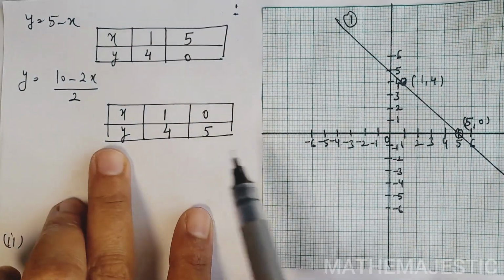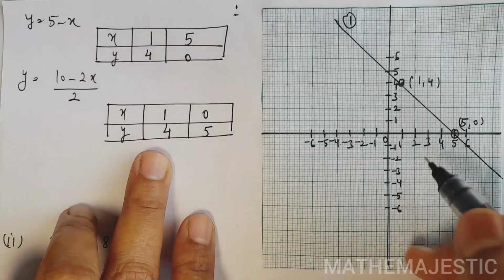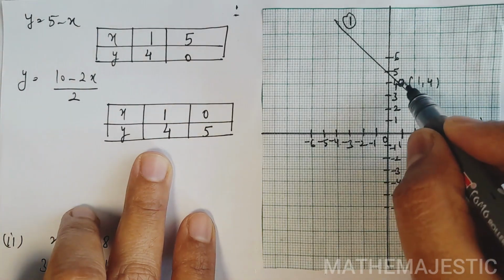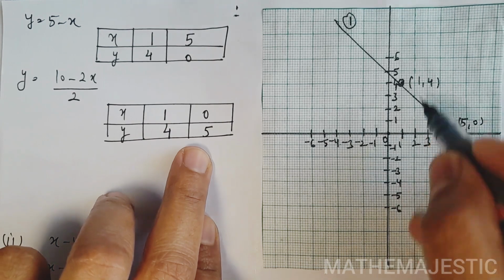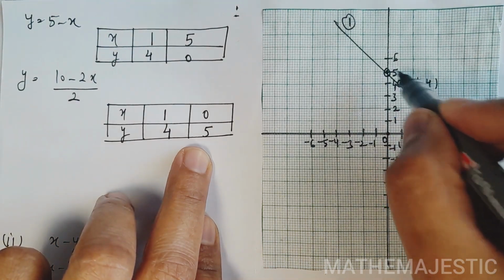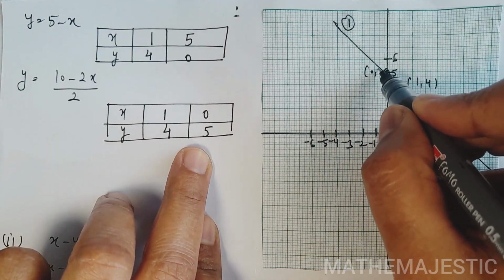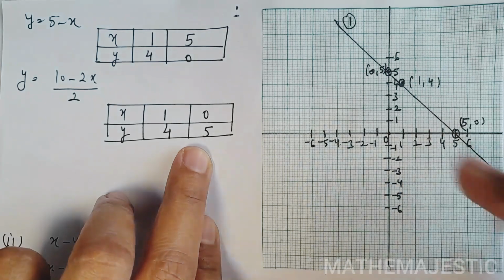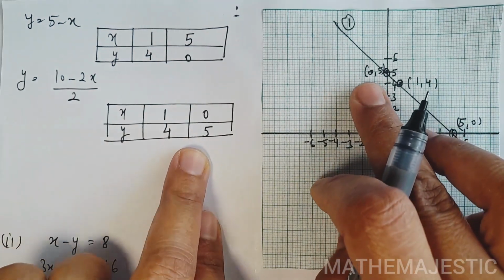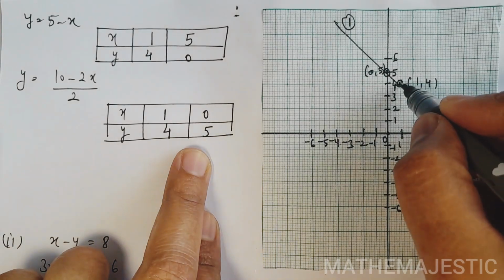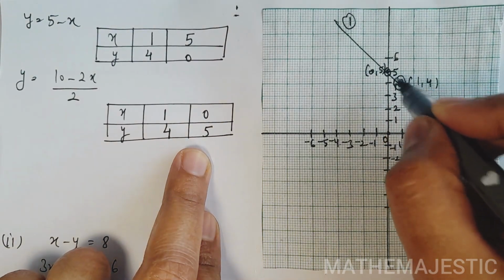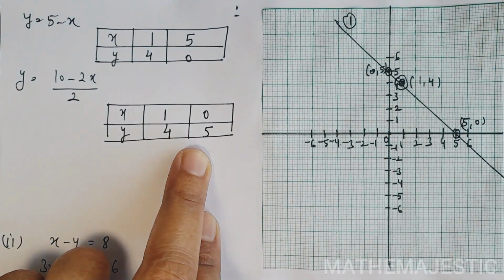Now equation number 2: if x is 1, y is 4, so it is the same point. And if x is 0, then y will be 5. So this is the second point, that is common between both, x 0, y 5. That means the point will lie on the y-axis. So we got the 2 points, x 1 then y 4, this point and this. These 2 points are again 2 lines.